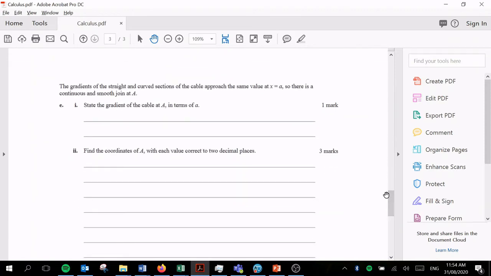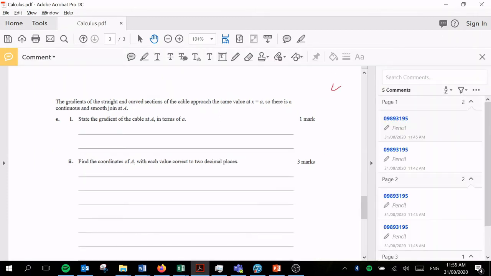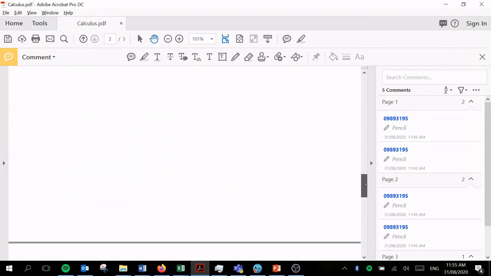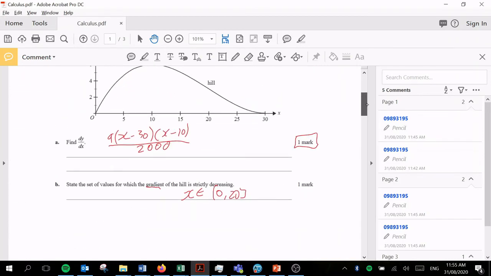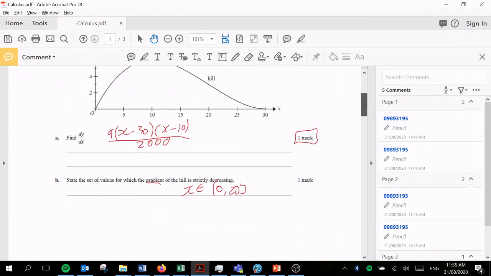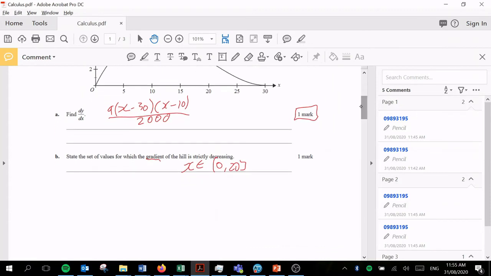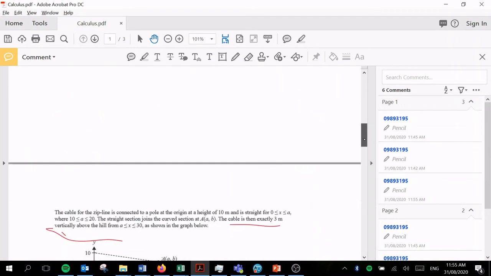Part E asks us to state the gradient of the cable at A in terms of a. To do this, again, 1 mark means we just need an answer here. We don't need anything else. So we can go back to our gradient function that we had back here, and we can say, okay, if we're at the point capital A, then x equals little a. So let's take this dy/dx function that we created way back at the start, and we'll just substitute a into it. And that will be our gradient at the point x equals a.